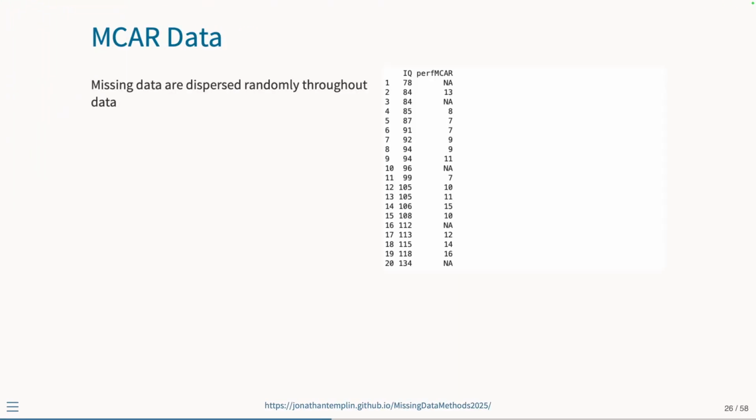So here is missing completely at random data. Here you'll see, regardless of your level of IQ, you may have a missing value in our data. You could think about people with missing data here as employees that didn't get hired, right? So if this is a job performance task and you didn't get hired for the job, your data are missing. It's kind of like a lot of undergraduate institutions want to evaluate how ACT predicts first year GPA. One of the problems is the students who didn't go to school there, or the students who didn't get admitted to school there, have missing data, right? So it's part of a problem.